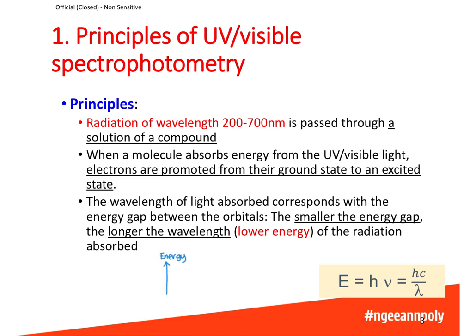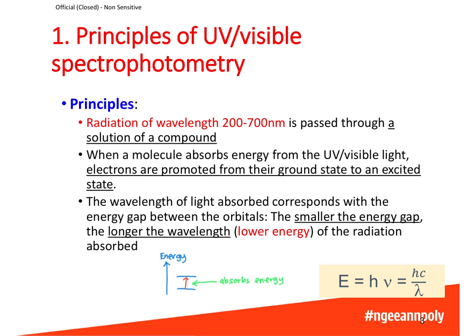In atoms and molecules, there are orbitals with different energy levels. Let's say the lower line represents an orbital of the lower energy level, and the line above it represents an orbital of a higher energy level. Electrons can be excited from the lower energy levels to move into a higher energy level. But in order to do this, it has to absorb energy. And this energy comes from the UV or visible light that is absorbed.